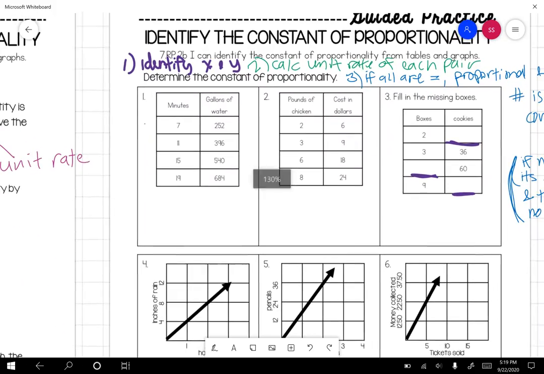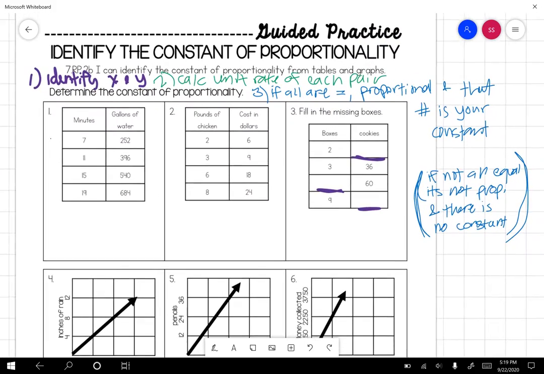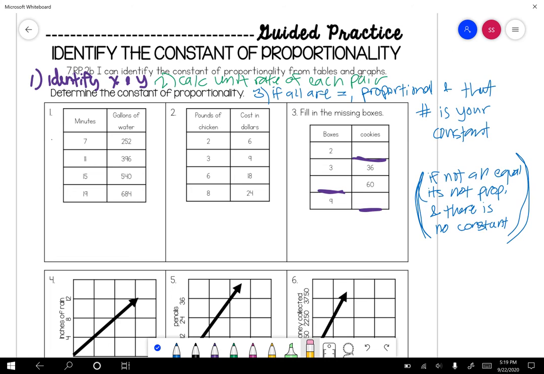Okay, so let's zoom in and do number 1. So we're going to follow these 3 steps. The first step is to identify your x and y. So basically we're going to see which of these we think depends on the other one. So does time in minutes depend on the number of gallons of water? Or do gallons of water used depend on how much time has passed in minutes?